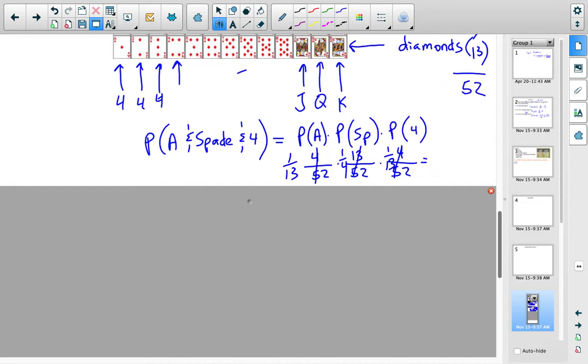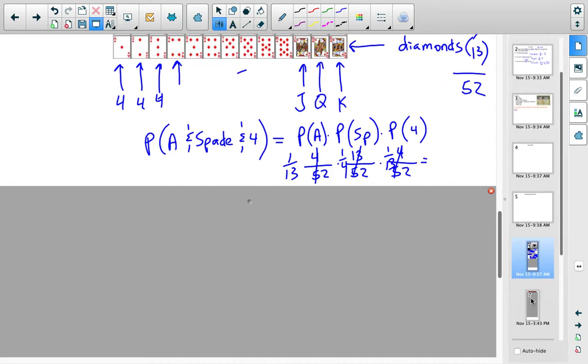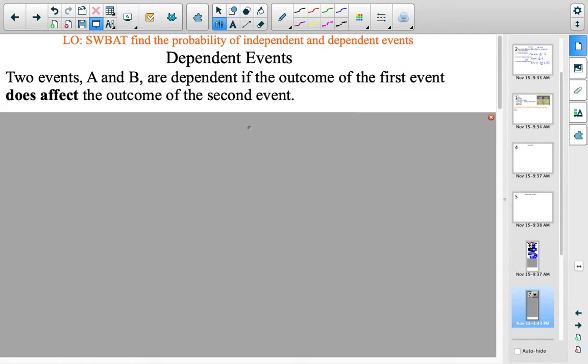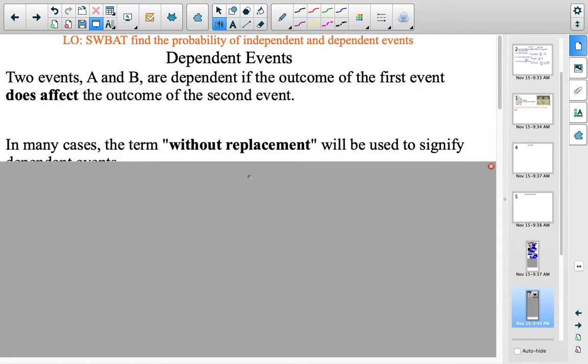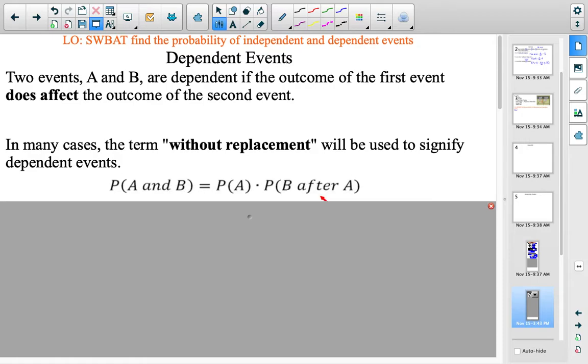Okay, I want to jump to dependent. So 2 events, again, you can hit the pause button and write this down in your notes. But for 2 events, A and B, they're dependent if the first event does affect the second. So now you might see the words without replacement. You pull a card out of a deck, but if you don't replace it, now you have fewer cards, so the probability changes because your denominator changes, okay?